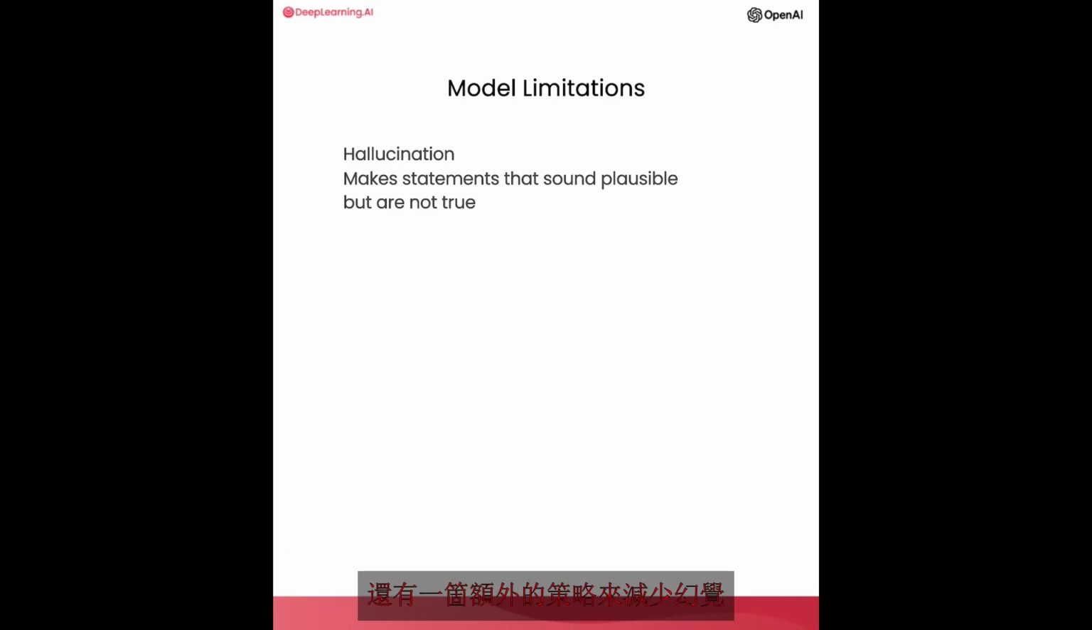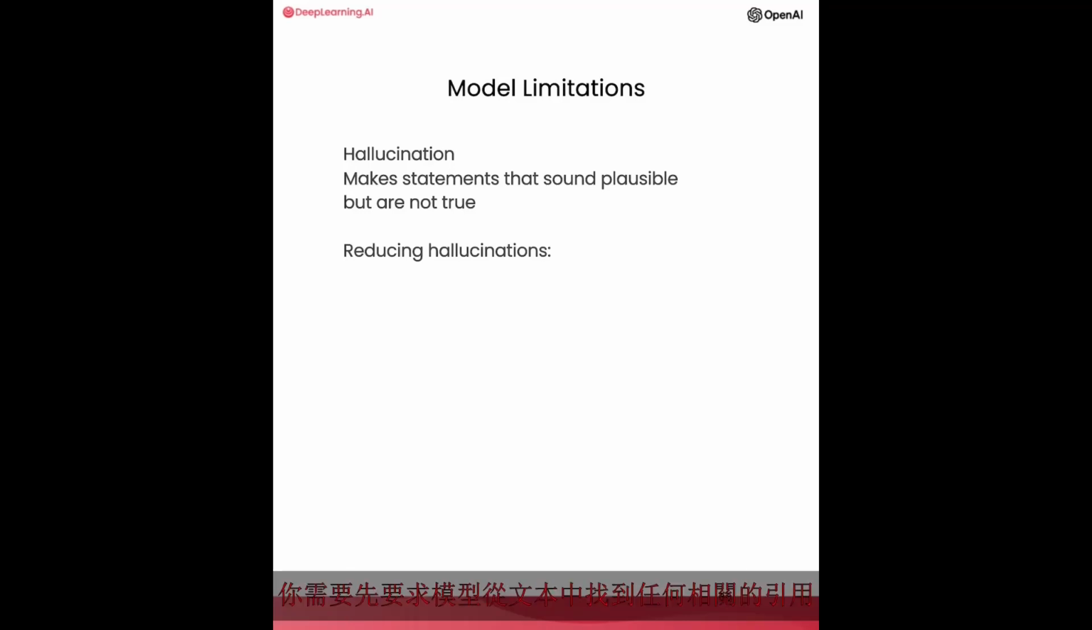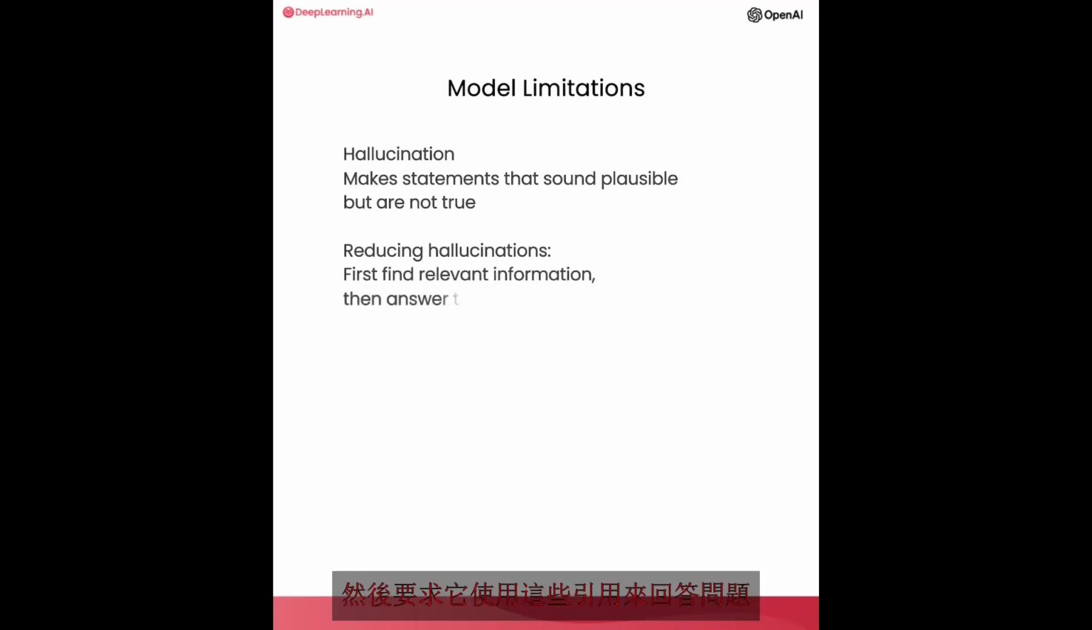And one additional tactic to reduce hallucinations, in the case that you want the model to generate answers based on a text, is to ask the model to first find any relevant quotes from the text and then ask it to use those quotes to answer questions. Having a way to trace the answer back to the source document is often pretty helpful to reduce these hallucinations.